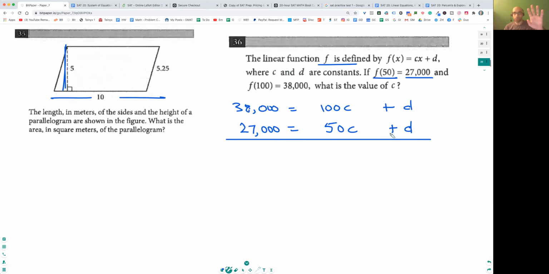Remember, those of you who've done systems of linear equations, you're easily getting this answer. All you've got to do is subtract. You need to get rid of D because they're asking for C. So just simply subtract. You're going to get 50C is equal to 11,000. Now 11,000 over 50, so this 0 goes away, and the value is 220. Perfect. That's the answer.